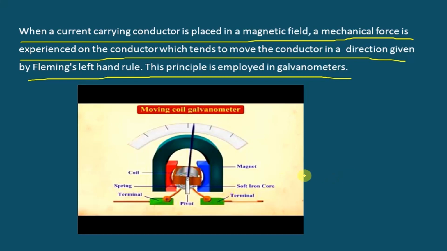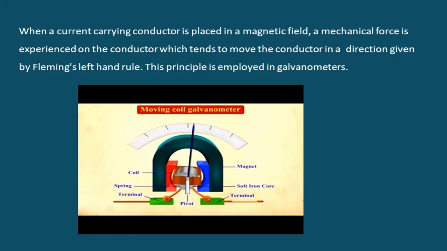In the figure you can see this is the permanent magnet, this one is the permanent magnet, this is the terminal, and this silver one is called the spring. This is the pointer, and this is the scale. Let's suppose the current is flowing in this direction, and it is going to this direction.